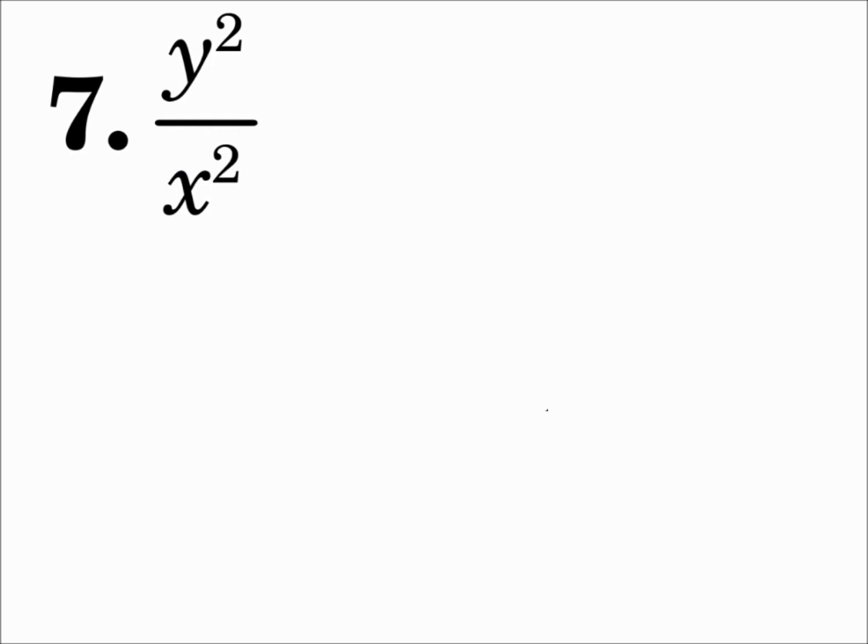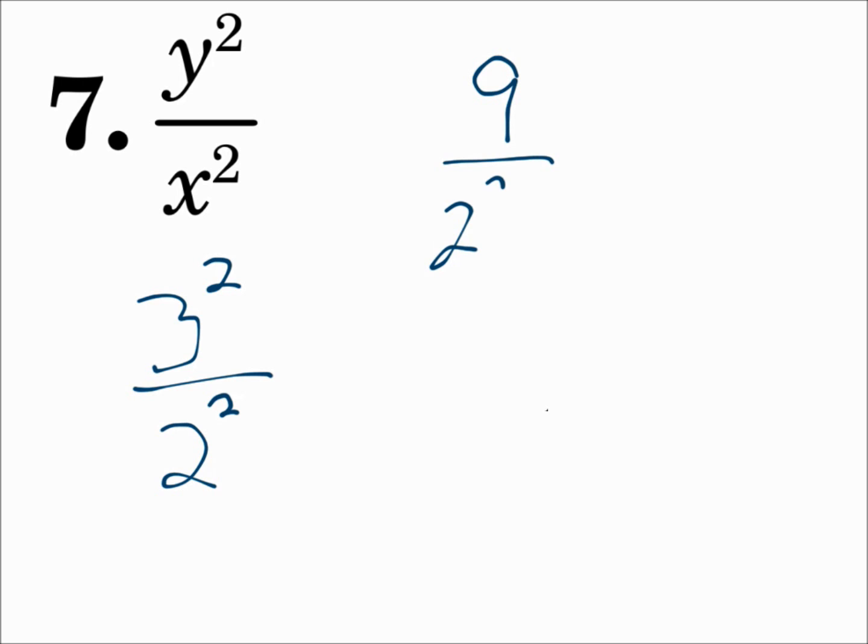Number 7, y squared over x squared. Substitute the variables first. Y is 3 and x is 2. We have a fraction, so let's do the numerator first. 3 squared is 9. Now do the denominator. 2 squared is 4. And your answer is 9/4. Leave it as an improper fraction.